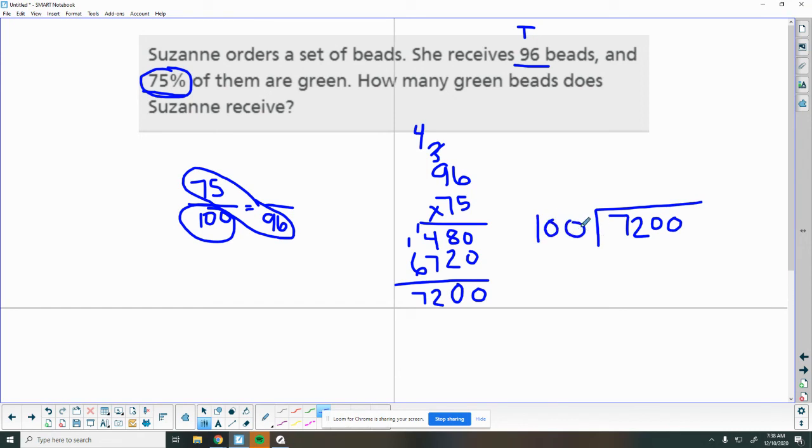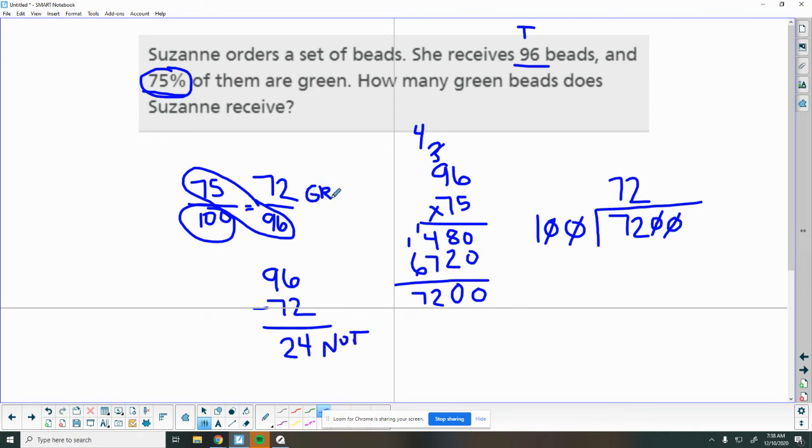So a little trick here is when we have these matching zeros, we can cancel these out. As long as there's 1 in your divisor, 1 in your dividend, we can cancel those out. So 1 goes into 72 times. So 72 of the beads were green. If I wanted to find out how many were not green, I could do 96 minus 72 and know that 24 are not green.